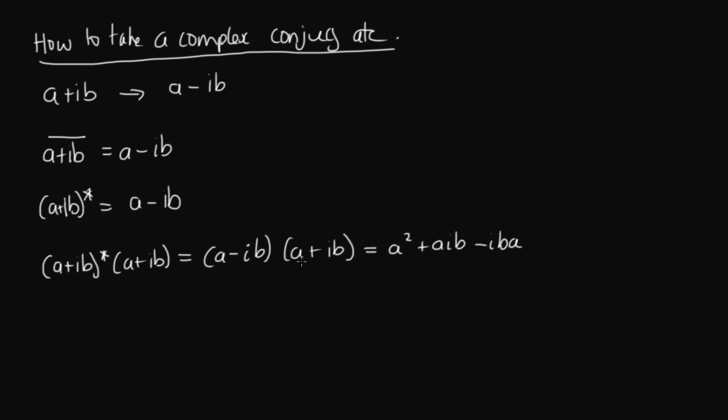Remember that i squared is equal to minus 1. So we've got i squared times minus b squared. So that's going to be plus b squared. And so these two terms are exactly the same magnitude but opposite sign, so they end up cancelling each other out, and we end up with a squared plus b squared. So when we multiply any number by its conjugate, we end up with a real number. Okay, so that's how you take a complex conjugate.